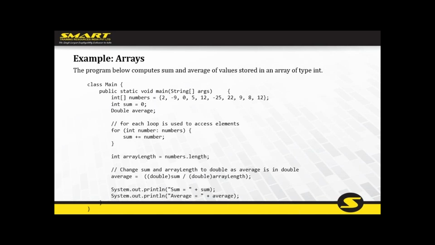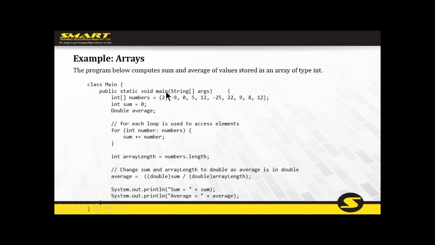So here this is a program to compute the sum and average of values stored in an array of integer type. So here numbers, we have some numbers. Okay, we don't know how many numbers are there. So sum equal to 0 initially, and this is double average, with a small letter d. Okay, so we are traversing each element and we are taking each element. This is a shorthand operator. And we are adding that element to sum.